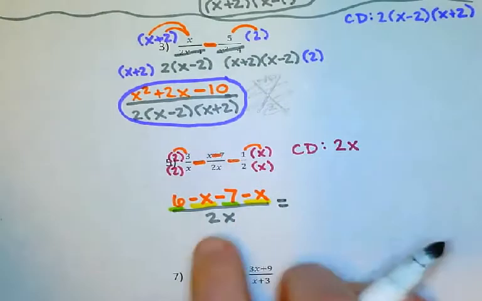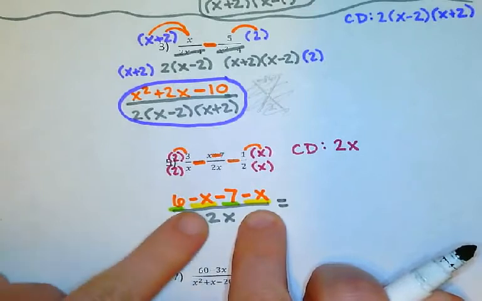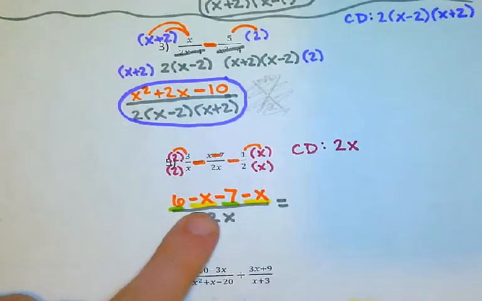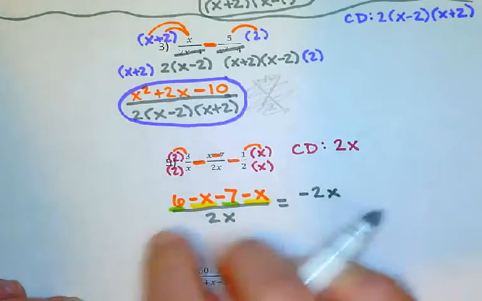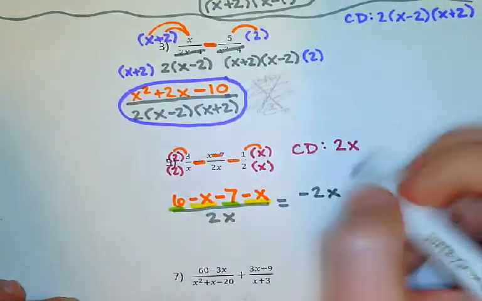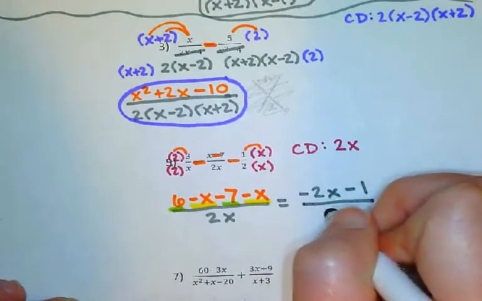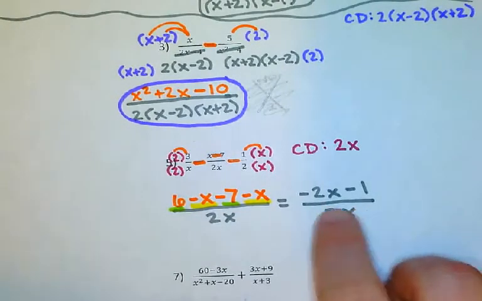So we'll do our x's first. Negative x and negative x, two negatives being added together, that's going to be negative 1 and negative 1. That's going to give us a negative 2x, and then 6 minus 7 is going to be minus 1, all over 2x. Alright, and this would be our final answer, because we can't factor anything here other than a negative.